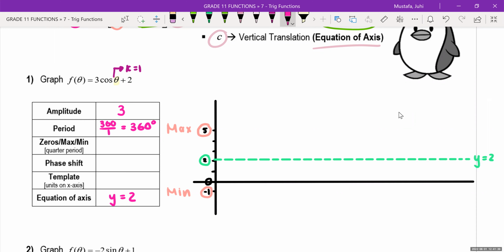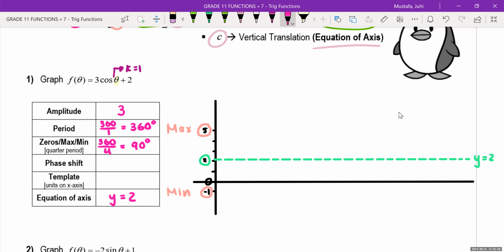Okay, last class I kept saying something important happens every quarter period. What that means is you take your period, you divide it by 4, and that is the number you're going to go up by on your x-axis because an important change or shift or curve is going to happen at that time. So in order to figure out the quarter period, we're going to take our period, which is 360. We're going to divide it by 4, and we're going to get 90 degrees.